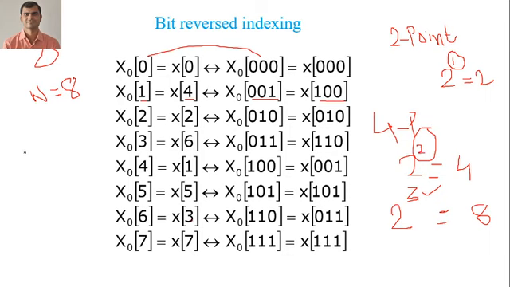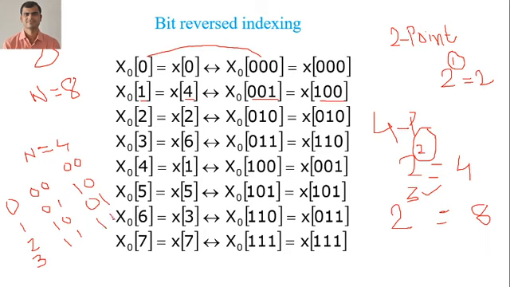Now let me consider the example for N equal to 4. For N equal to 4, I have the values 0, 1, 2 and 3. To represent 0 for N equal to 4, I require 2 bits: 0 0, 0 1, 1 0 and 1 1. Now what is the bit reverse order? You simply reverse the bits, so 0 0 stays 0 0. After reversing the bits, here it is 1 0, here it is 0 1 and here it is 1 1.